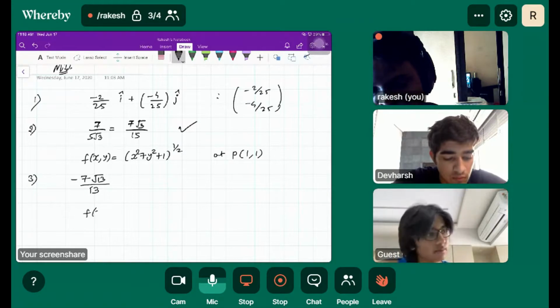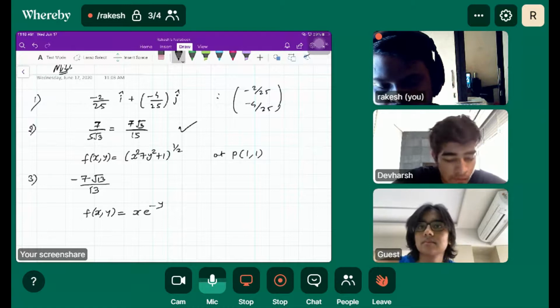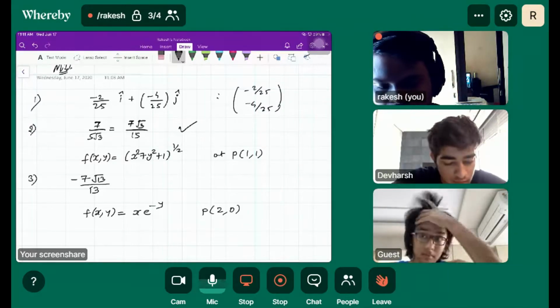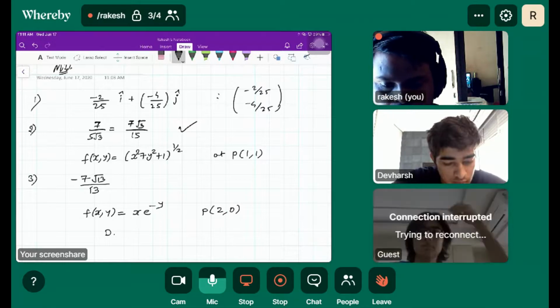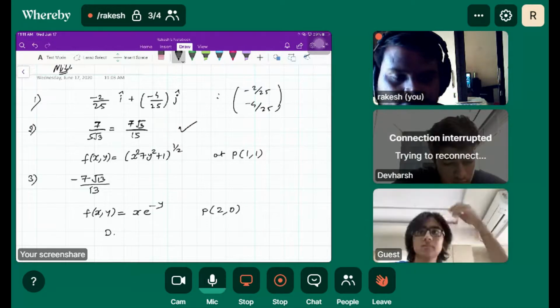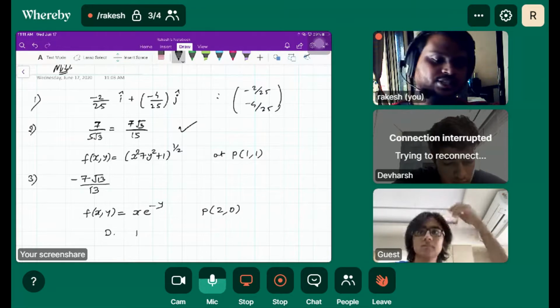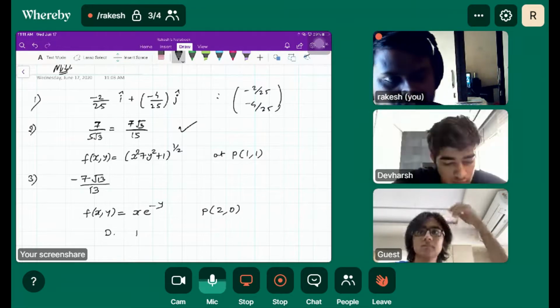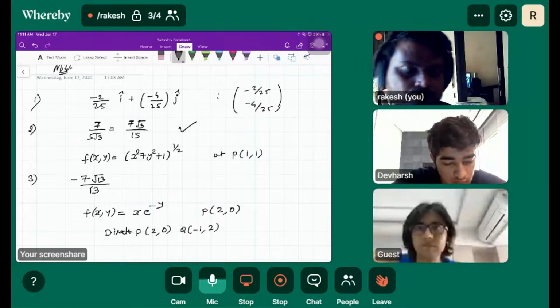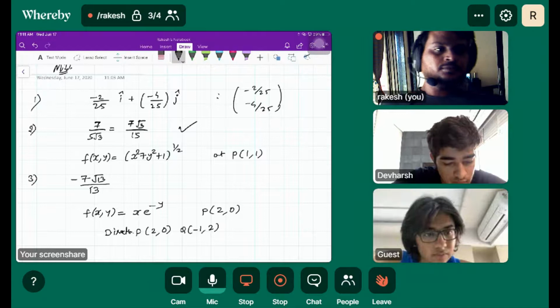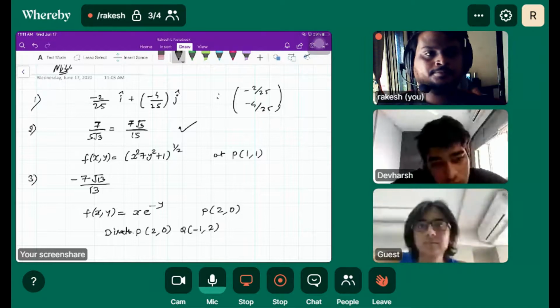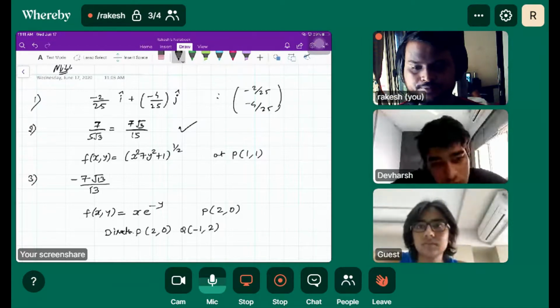Maybe I wrote the question wrong. Let me check. The question is f of x comma y is equal to x e raised to minus y, and at P is 2 comma 0, and the direction vector is basically from 2 comma 0 to minus 1 2. This is the direction, and the point is 2 comma 0. This is the question, right? Yeah. So please check it out.